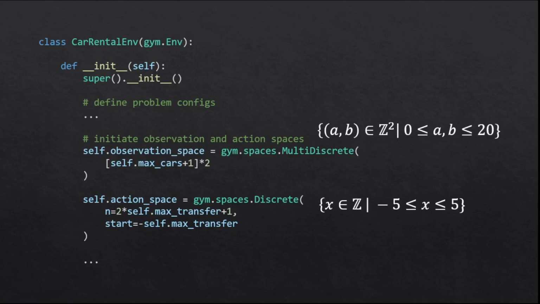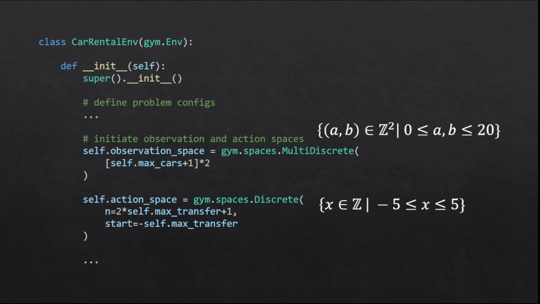In this case, we have two car rental places, and then the observation space should be a pair of the number of cars in the two places. For the action space, we can describe the action as the number of cars transferred, where the positive number is the number of cars transferred from A to B, and the negative number is the number of cars transferred from B to A. These two are discrete spaces, so we can define them like this.